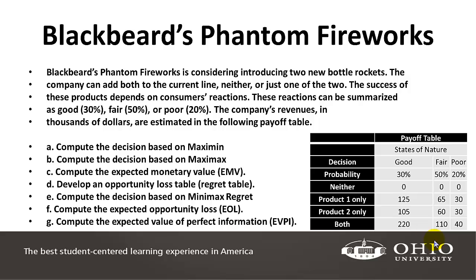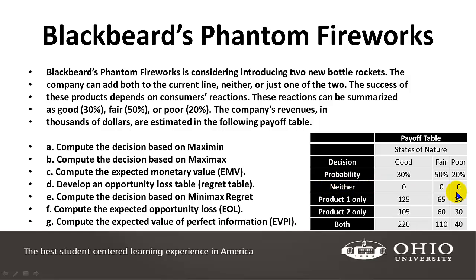Let's just talk about this table briefly. We have the payoff table, which is summarized here in terms of what the company expects if one of these states of nature occur. So, for example, we have a decision to make, and that is going to be neither product 1, product 2 only, or both. And the probability of these states of nature are actually documented here as well. So 30% chance it'll be a good reaction, 50% fair, 20% poor. The payoffs are these values.